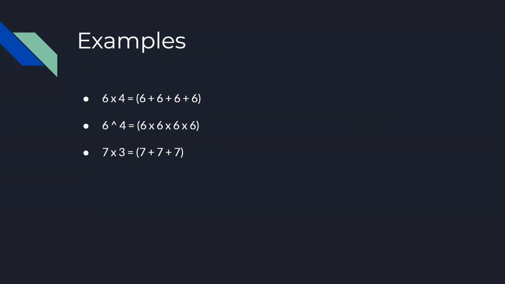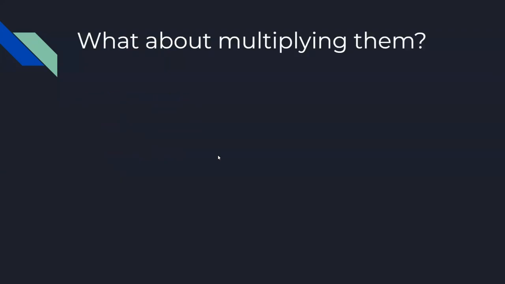7 times 3, we add up 7 3 times, 7 plus 7 plus 7, and 7 to the power of 3, we multiply 7 3 times: 7 times 7 times 7. So they're similar, but where multiplication asks us to add multiple times, the power sign asks us to multiply multiple times.